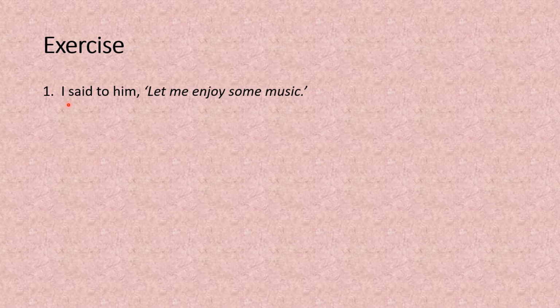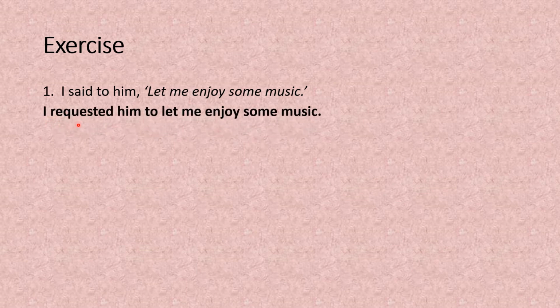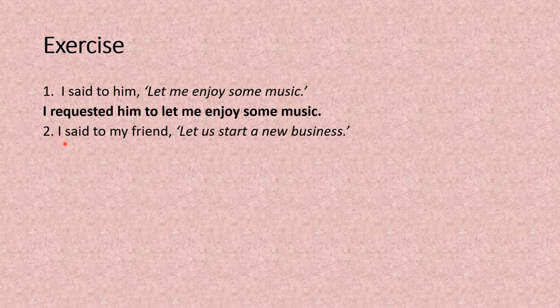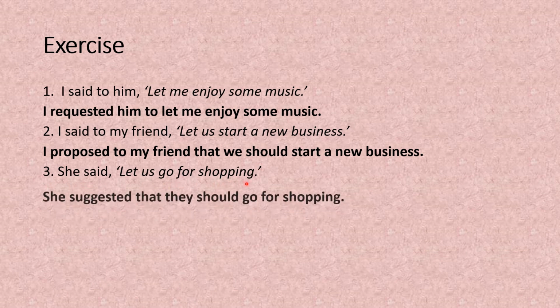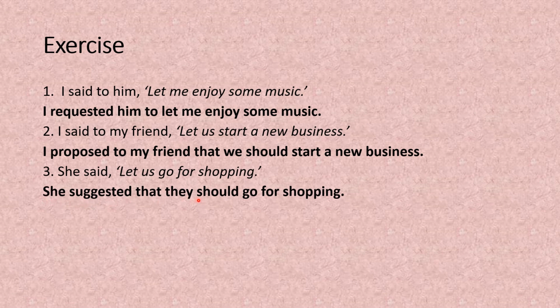Let's do some exercise. Sentence number 1 states, I said to him, let me enjoy some music. You say, I requested him to let me enjoy some music. Sentence number 2, I said to my friend, let us start a new business. Now, you're suggesting something to your friend, or you're proposing. You say, I proposed to my friend that we should start a new business. As you know, in sentences with proposal or suggestion, we use should, as I have told you earlier according to the rules. Number 3, she said, let us go for shopping. You say, she said that they should go for shopping.